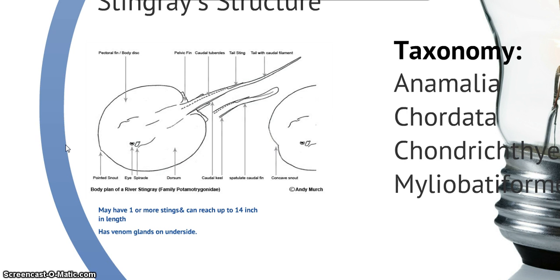Pelvic fins are right behind the body disc, and between the fins there will be a tail. On the tail there's caudal tubercles, and behind that the tail sting. Depending on which family you're looking at, it could have a filament or a fin. And also depending on which family, they could have one or more stings, and each sting can reach up to 14 inches in length. That varies by the length of the stingray though. And I couldn't find a diagram of the underside of a stingray, but they have venomous glands.